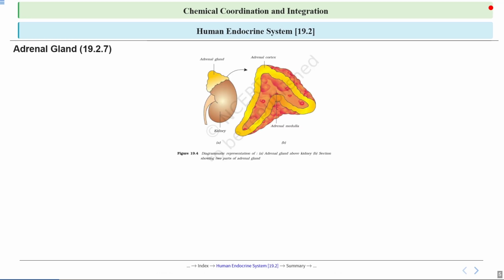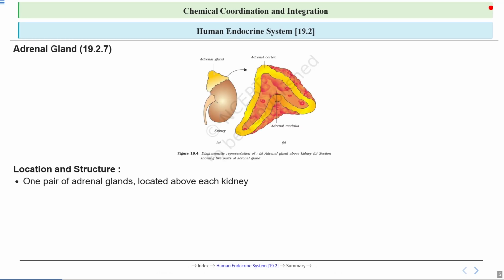So let's start with the adrenal gland. These glands are a pair of small triangular shaped organs, which you can see in this diagram also, just above each kidney in the abdomen. They are part of the endocrine system and play a key role in producing hormones that help the body respond to stress, regulate metabolism and maintain blood pressure.